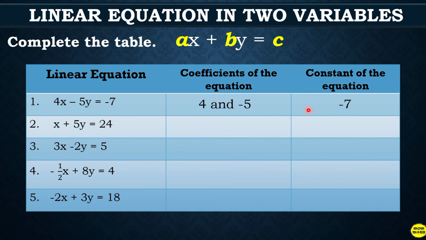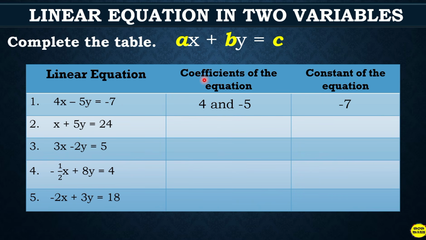This is negative 7. Number 2, what are the coefficients? So, if you only have a variable, what is the coefficient of that? Okay, that is 1. So, remember that. If you will be given a variable, halimbawa ito, I only have x, hindi yan 0. Kaya nga sabi kanina, your A and your B should not be equal to 0. Kasi pag nag-0 yan, hindi na po siya linear equation. Okay, so ano po ito? Hindi na po siya linear equation in two variables kasi mag-equal siya sa 0.